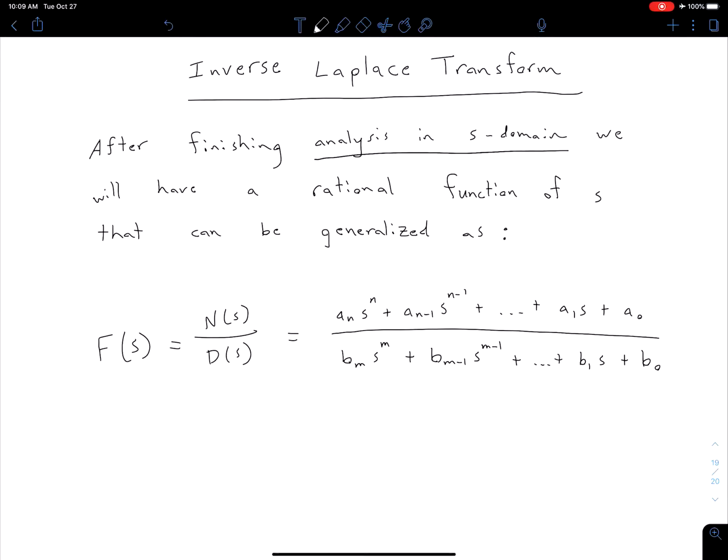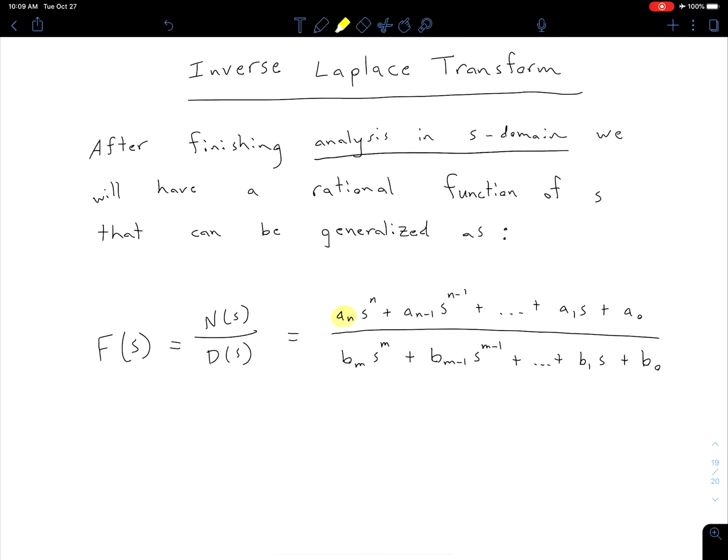So focusing on that inverse transform step, after we've done all of this analysis in the S domain, what we're going to have is some rational function of S. And so what I have here is a generalized form of what that function might look like. We know that we can break it up in terms of a numerator and a denominator polynomial. And our numerator polynomial is seen here. We have a sub n times s to the power of n, and so on and so forth, all the way down to where we have an a naught. And similar thing for our denominator.